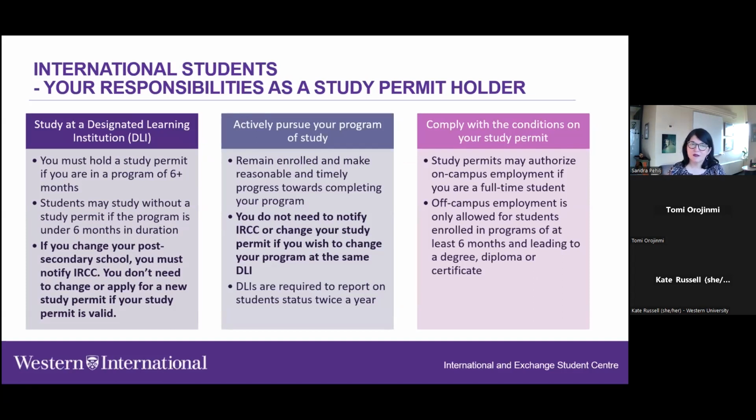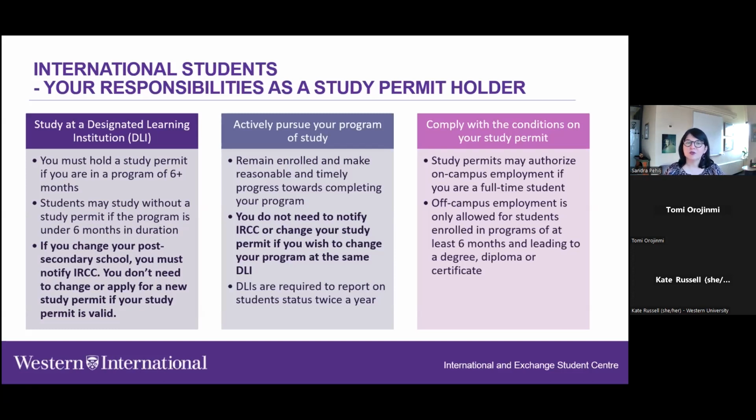So the student is required to study at a DLI. Again, you must hold a study permit if you're in a program that's longer than 6 months. Students may study without a study permit if it's shorter than 6 months, and if you change your post-secondary institution, you must notify IRCC. So now, if the student is in Canada and decides to change DLI, they would need to inform IRCC through the IRCC portal that they are changing designated learning institution.